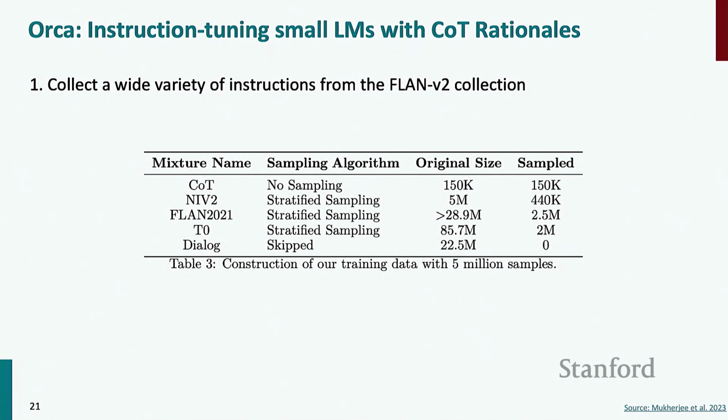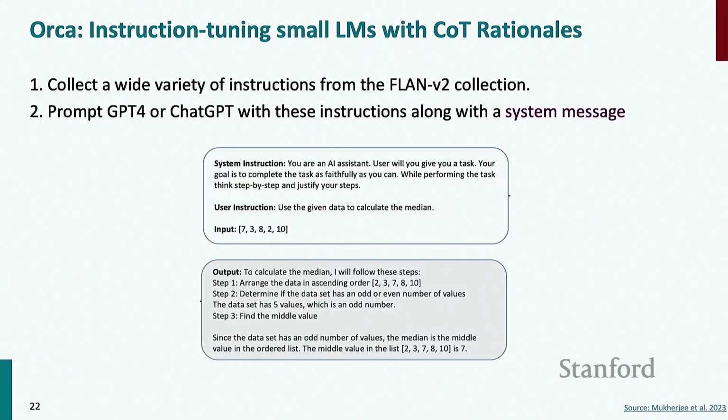So the first step is we get a wide variety of instructions from the Flan V2 collection. Okay, so Flan V2 is basically a data set. It accumulates multiple data sets into one collection. And it consists of instructions paired with questions and answers. And I'll show an example of this in a moment. And then we're going to prompt GPT-4 or ChatGPT with these instructions along with a system message.